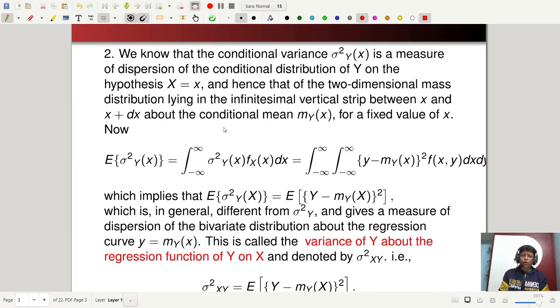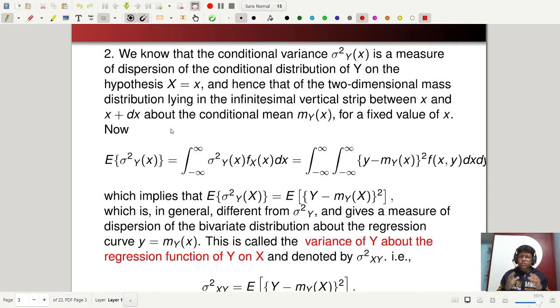Next, we know that the conditional variance σ²_y|x is a measure of dispersion of the conditional distribution of y on the hypothesis X equal to x. Just like the mean, which you have calculated as the conditional mean μ_y|x on the hypothesis X equal to x, similarly we can define the conditional variance σ²_y|x for the conditional distribution of y on the hypothesis X equal to x, and hence that of the two-dimensional mass distribution lying in the infinitesimal vertical strip between x and x plus dx about the conditional mean μ_y|x for a fixed value of x.